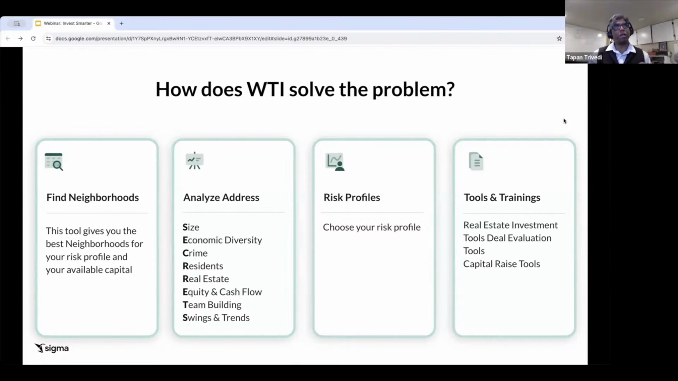And then we also came up with the analyze address. Our company has a patent on that, which is the SEED methodology, that we call it, to evaluate a location in under 5 minutes. The size, economic diversity, crime, residence, real estate, equity and cash flow, team building, and suite trends. These are all subsequent gates. You go from 1, 2, 3, 4, 5, 6, 7, 8. If it passes all the 8 gates to your liking, invest there.